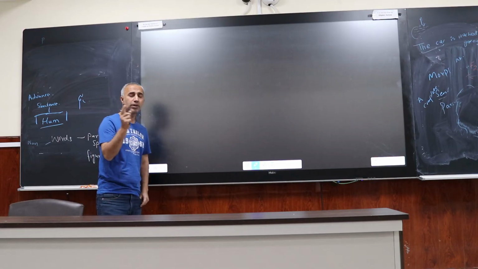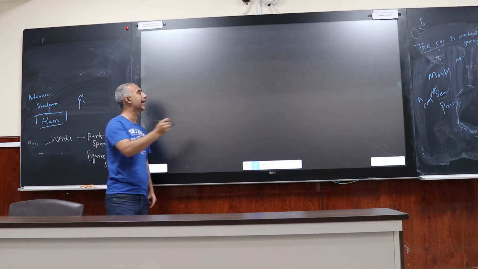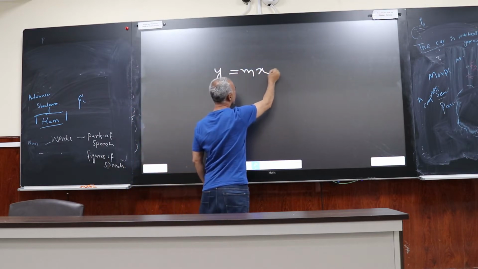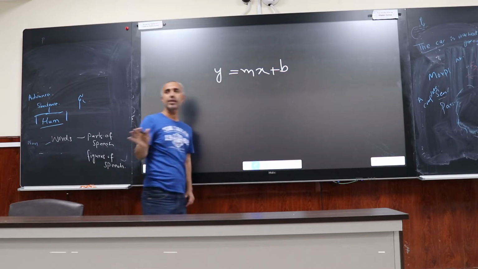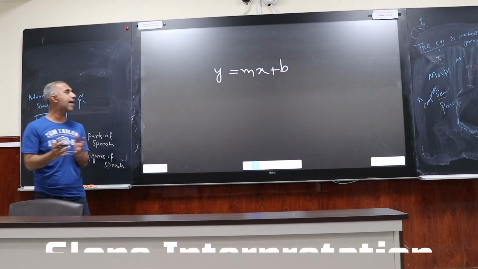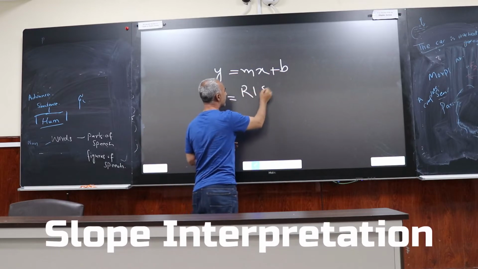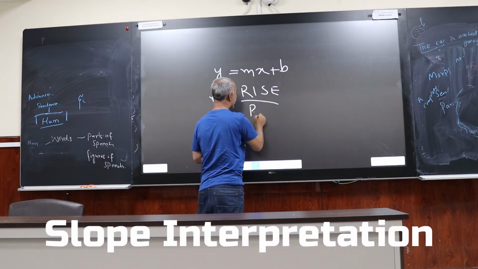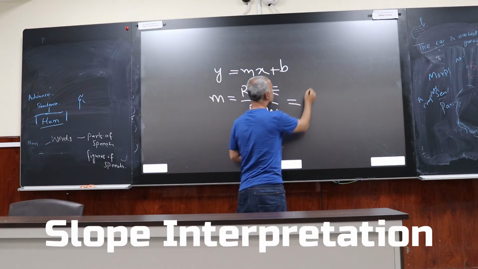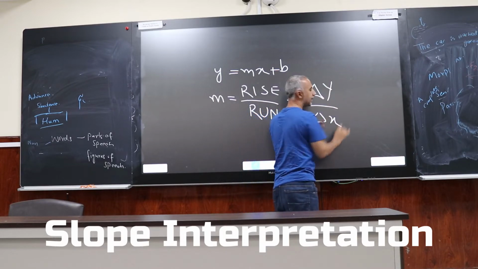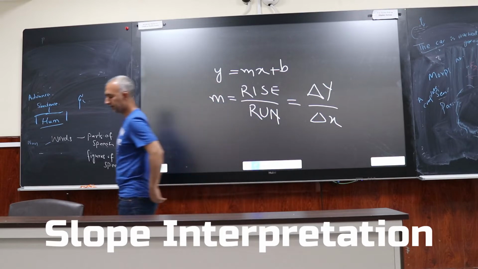First of all, let me start from the equation of line. This is an equation of line. Is it okay? Yes, sir. Where m represents slope, rise over run, or you can say it is the ratio. Is it okay? Yes, sir.